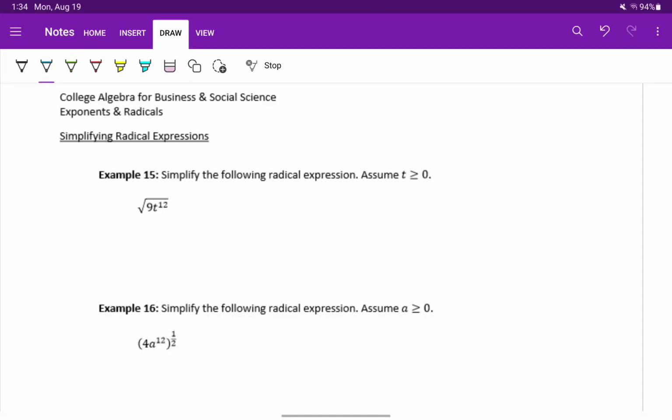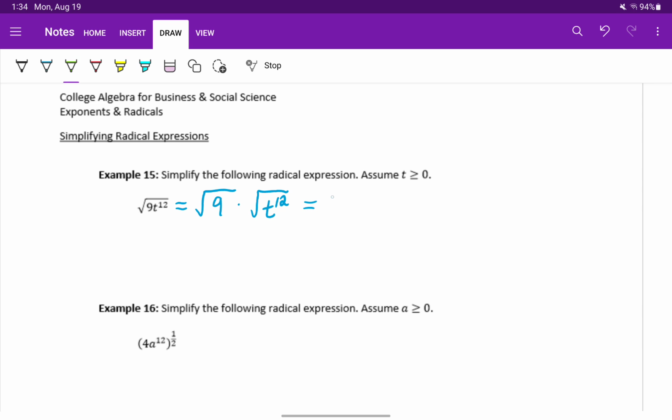Now we want to take a look at how to use those properties to simplify radical expressions. In example 15, we have the square root of 9 times t to the 12th power. Since we have two factors, values being multiplied together, we can use the properties that we just established to rewrite this as the square root of 9 times the square root of t to the 12th power.